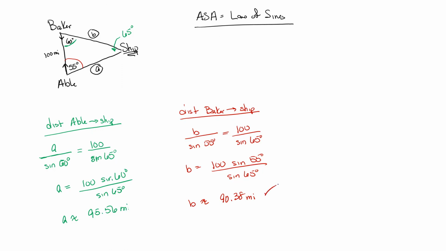So, which station is closest to the ship? Baker wins. Baker's closest to the ship. Baker should send out the search party, the rescue party.